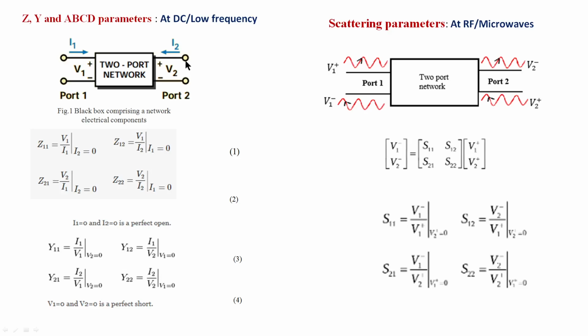But if you try to put a short at RF and microwave frequency, what happens? Short means what? Short circuit. We cannot use this Y parameter. Why can we not use it? For this measurement we need to put a short here, from ear to ear. We have to insert a wire from ear to ear. If you put a small piece of wire, it doesn't behave simply like a short at RF and microwave frequency.